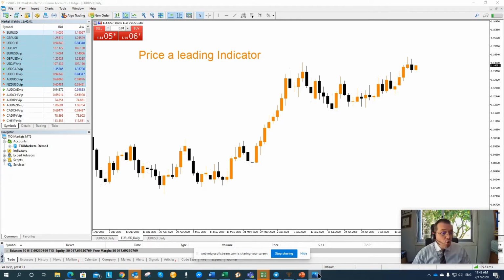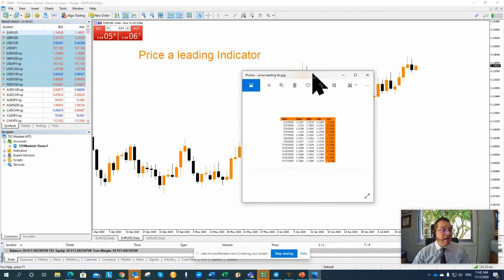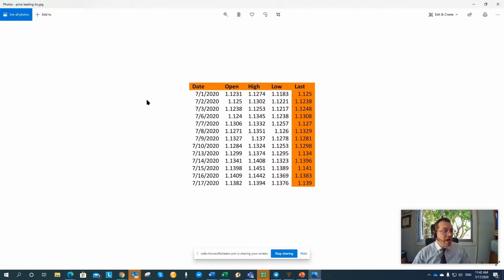So let's take a quick look into what we mean by that. Here we go, and we're looking at a price chart from the 1st of July 2020 till the 17th of July 2020. If we look at the last column here, this is the closing price for, looks to be, the euro dollar for the end of those trading sessions. So beginning on the 1st of July, on a quick observation, what can we point out? What does this chart indicate to us?